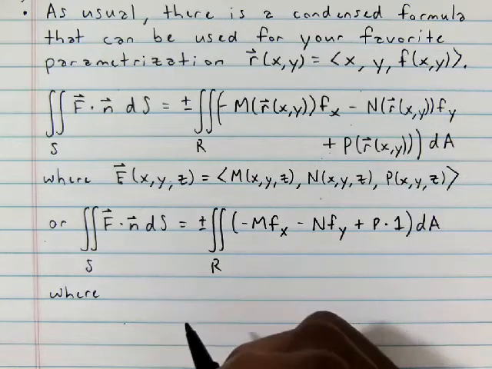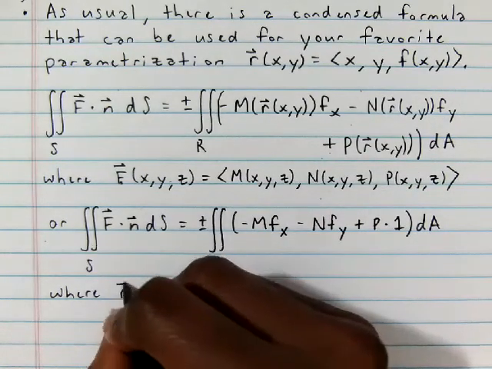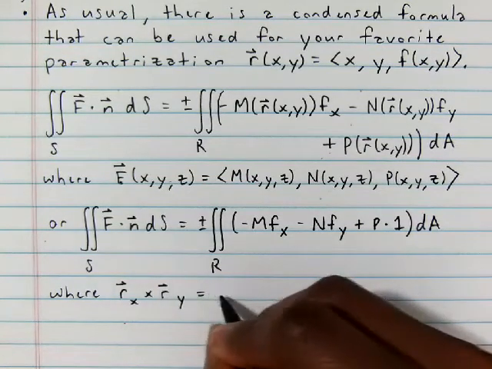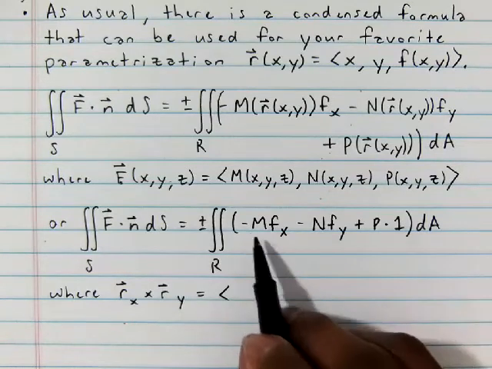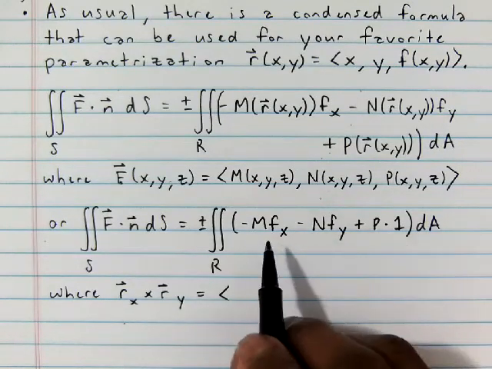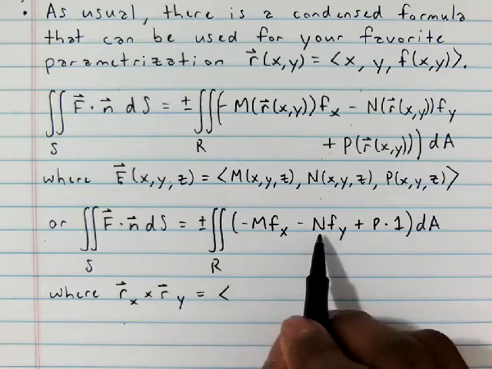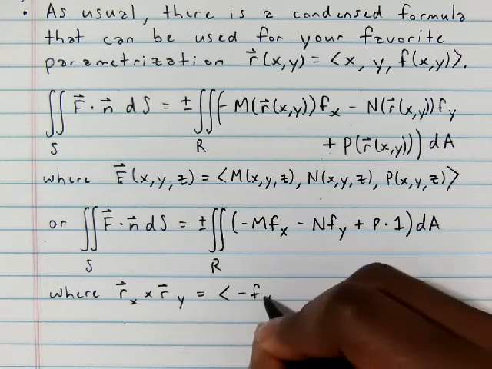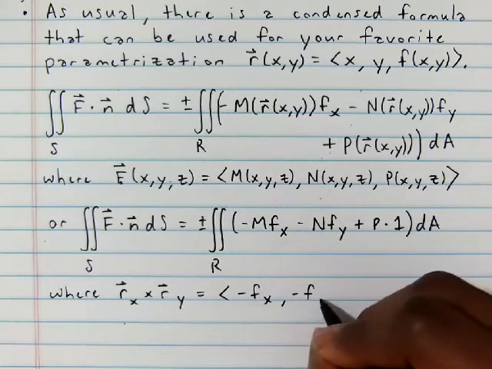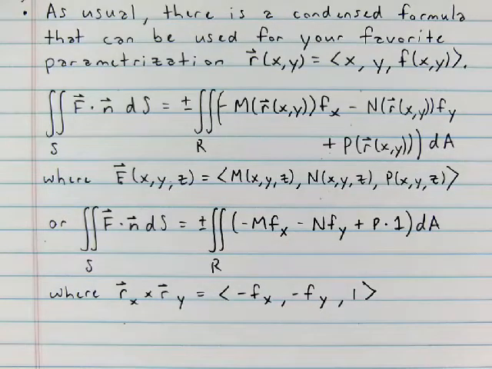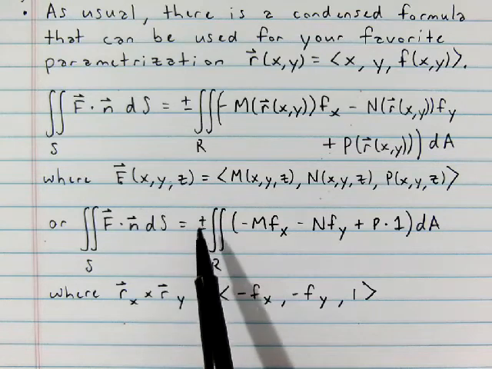So this is where r sub x cross r sub y is equal to, and it's just negative f sub x, because this really is a dot product. This is m, n, p dotted with the vector negative f sub x, negative f sub y, 1. So this is what's going to tell us, should we be using a plus or minus?